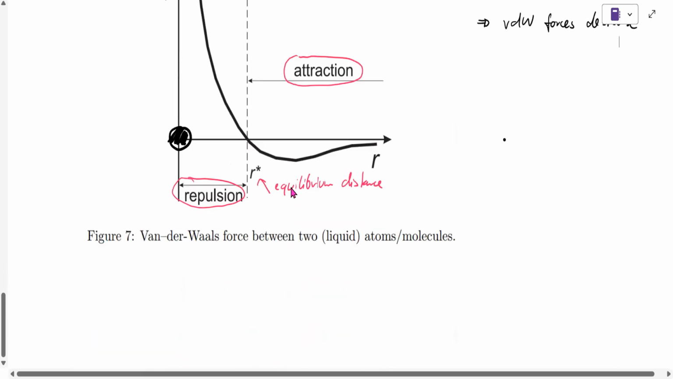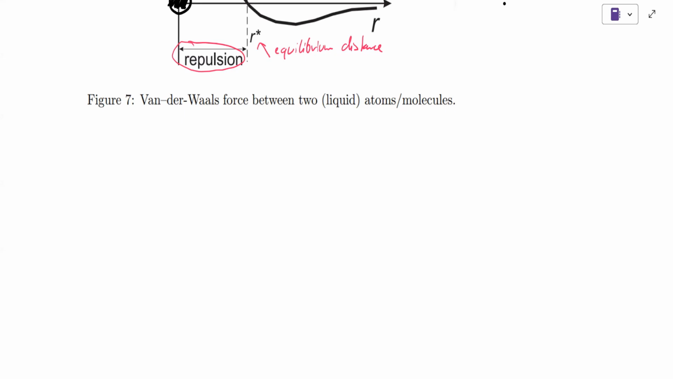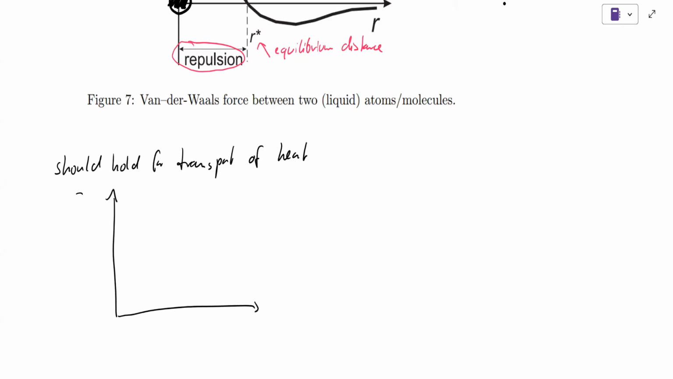And of course, these correlations, both of them, should also hold for the transport of heat. So that means if we have lambda against temperature, it should decrease for liquids and increase for gases.